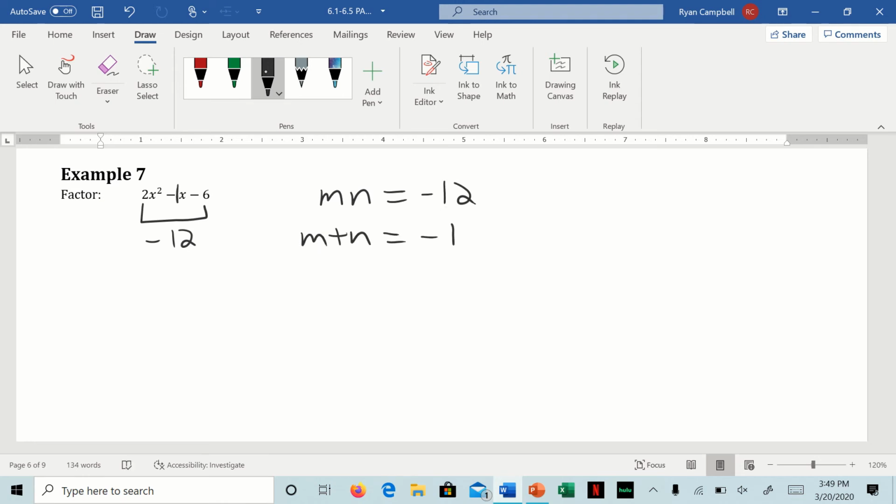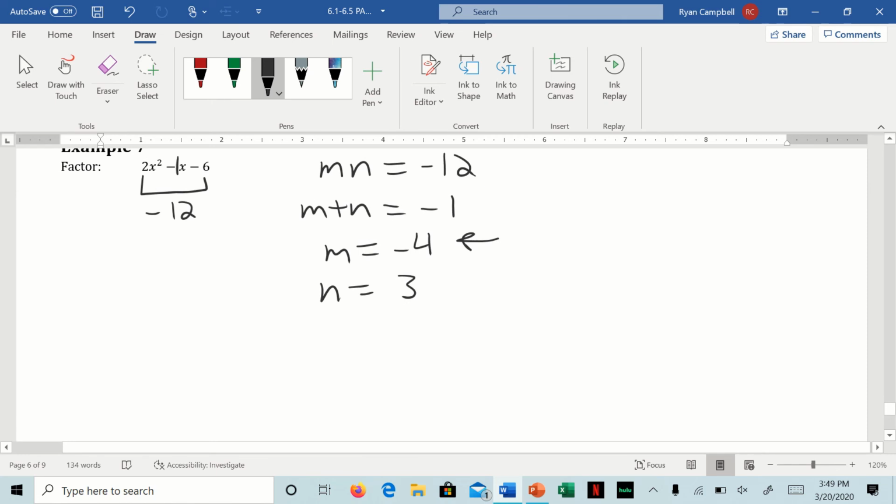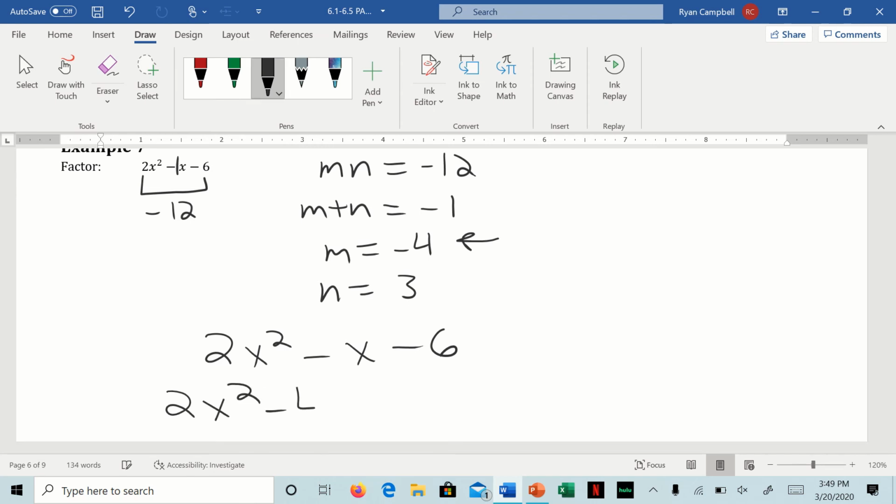Because remember, this is an invisible 1 out front. So hopefully you can see the answer would be negative 4 and positive 3. Notice I did the negative in front, the first number, because it just makes things easier on you. So step 3, 2x squared minus x minus 6. That's the same as 2x squared minus 4x plus 3x minus 6.